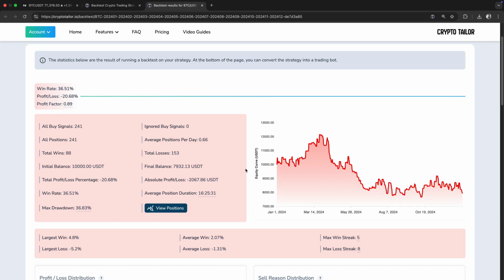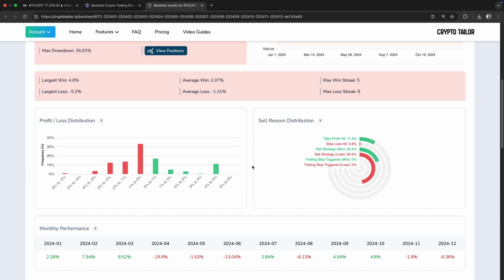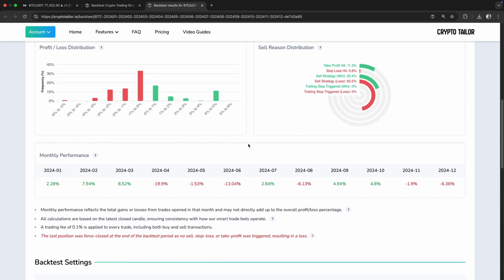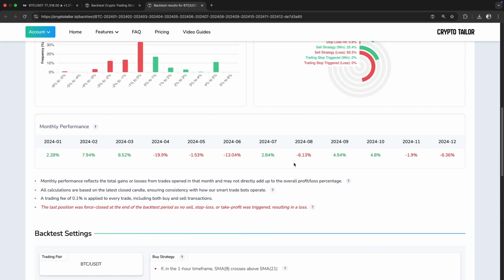In the sell reason distribution chart, we can see that 62% of the trades were closed by our sell strategy at a loss, which is also a concerning number. And the monthly performance section doesn't look good either, with most months showing poor or negative results.